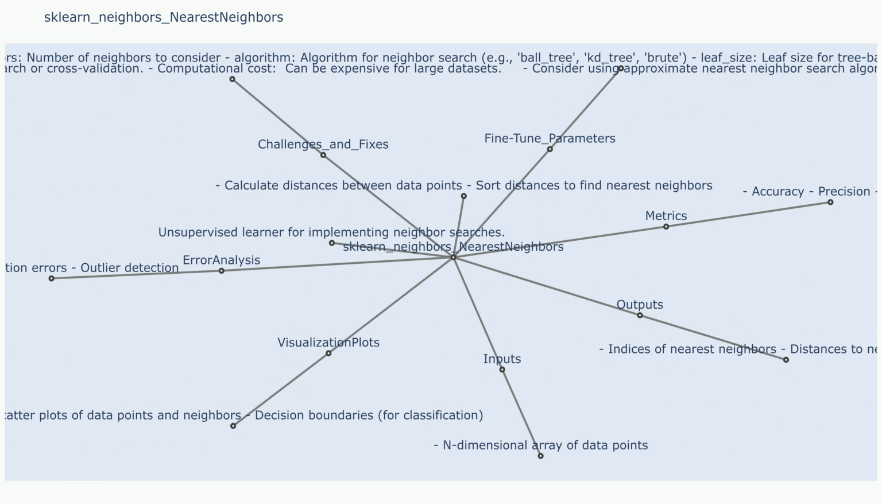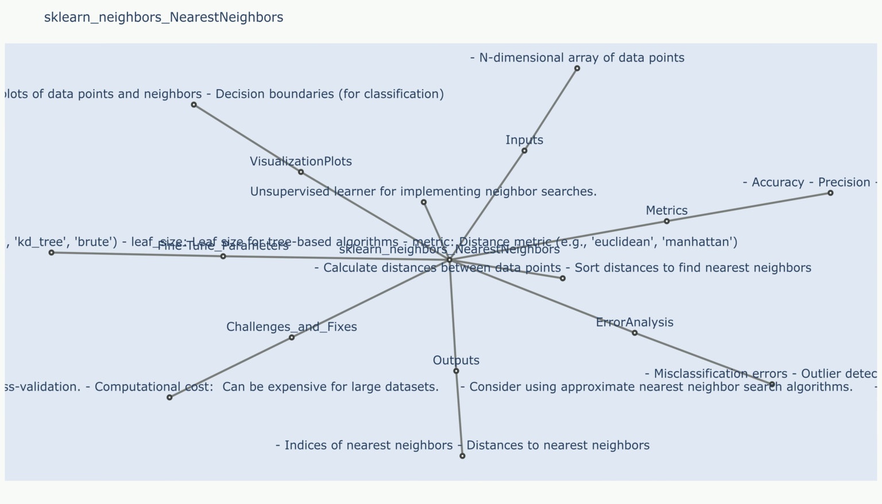Fixes to challenge 1. Dimensionality reduction techniques. Apply methods like principal component analysis (PCA) or t-SNE to reduce the number of dimensions while preserving important information. Feature selection. Select the most relevant features for the task, reducing the number of dimensions and improving the accuracy of nearest neighbor search.